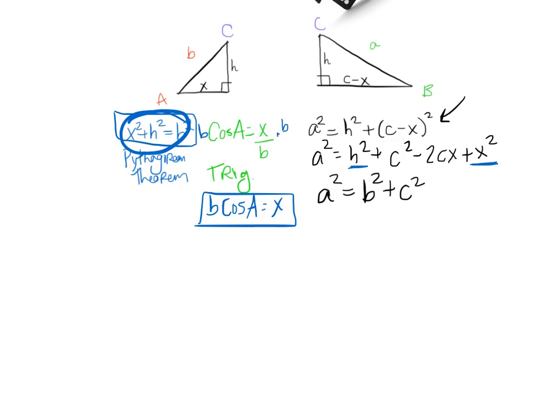Now, this is a stretch, so stay with me. I'm going to keep the minus, the 2, and the c, but instead of writing x, I'm going to substitute x with the cosine of A times b. So I'll put that in. That's b times the cosine of A.